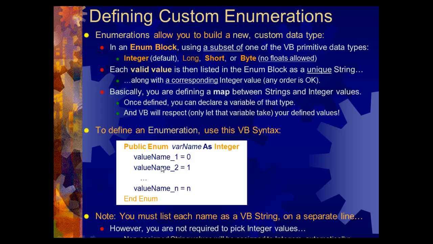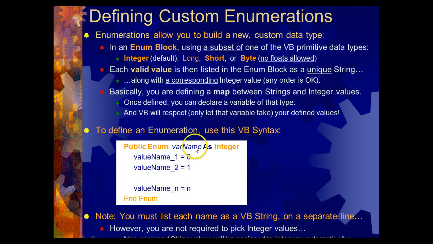Just like when we have a Boolean variable, which is just a true-false variable, VB only allows that to take on the values true and false. This is only allowed to take on this set of values.